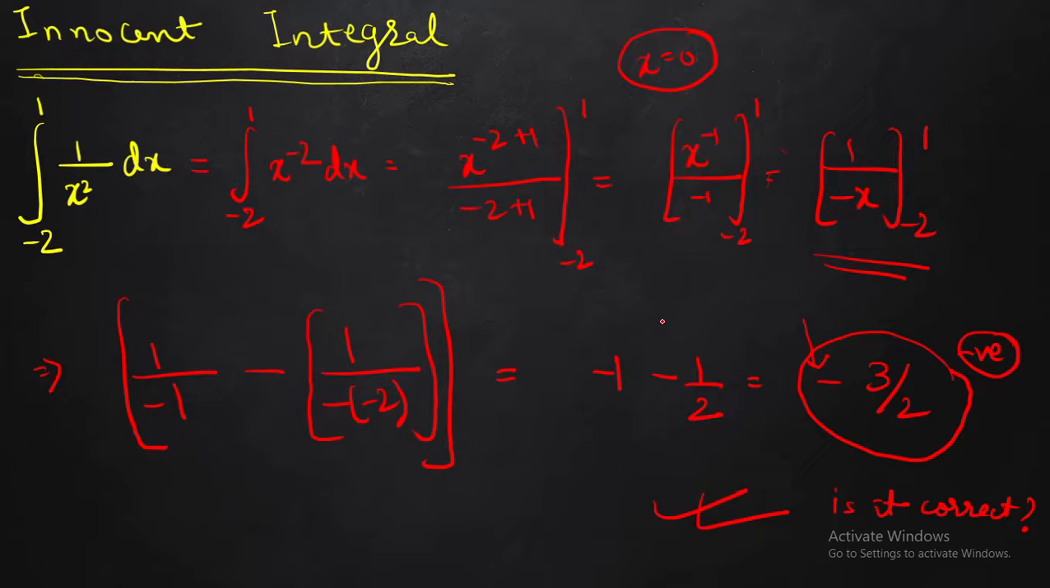So that means whatever the process that we had made to solve this integration from -2 to 1 is wrong. Therefore this is wrong. So we cannot rely on this technique, this is wrong. So let's see where we are going wrong.